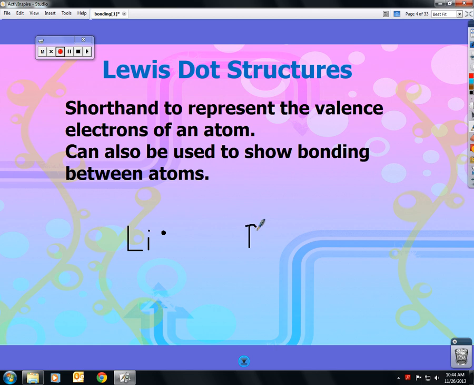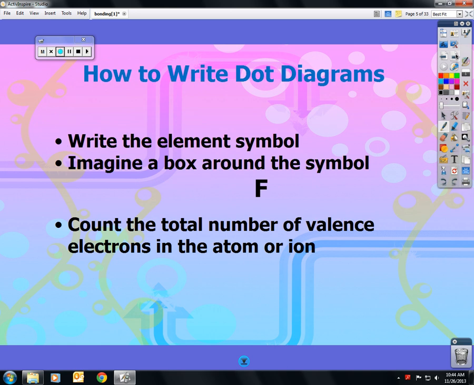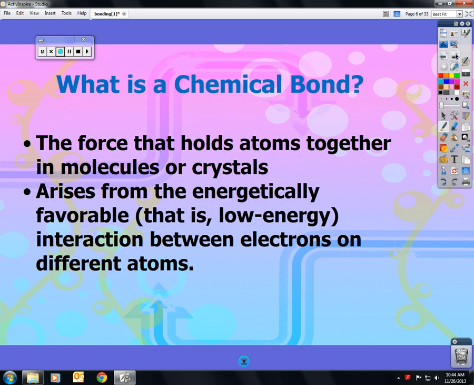Boron has 3, so I would put the symbol, and then I would put 2 on one side and 1 somewhere else. Remember that the most you can have is 8. Okay, so this just goes over what I said. It explains how to do it.